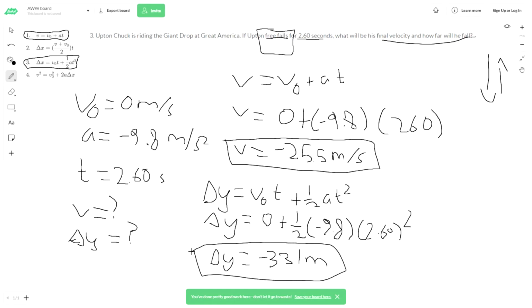It's also important that you make sure that your units are consistent throughout. So if it gives you this 2.60 seconds and it asks you to find the velocity in meters per hour, then you should make sure to convert the seconds to hours to keep your units consistent throughout the problem.